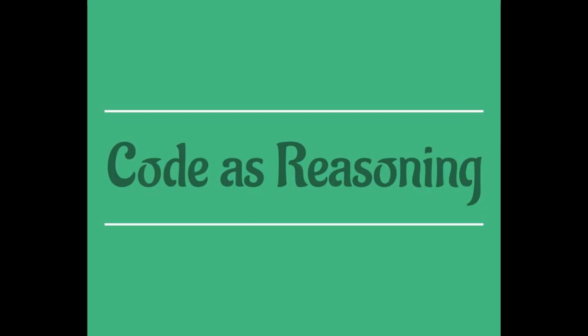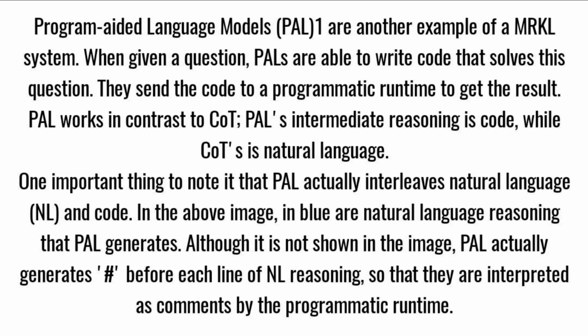Code as Reasoning. Program-aided Language Models, PAL, are another example of a MRKL system. When given a question, PALs are able to write code that solves this question. They send the code to a programmatic runtime to get the result. PAL works in contrast to CoT. PAL's intermediate reasoning is code, while CoT's is natural language.